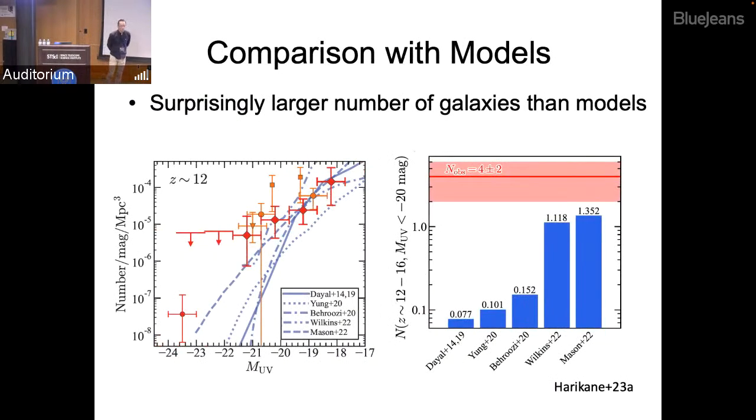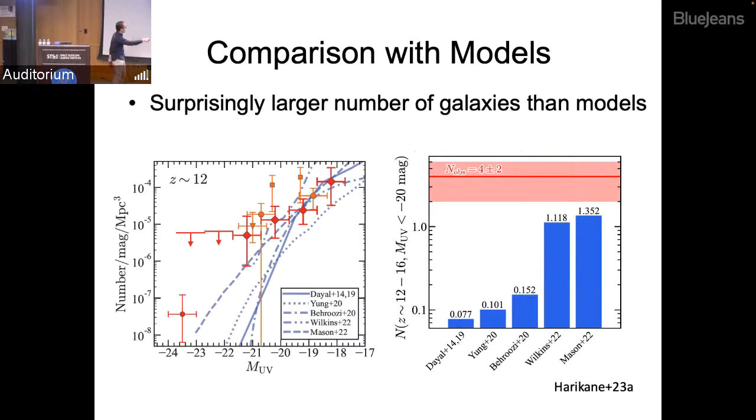Then we compare the JWST observations with model predictions. The left panel shows the UV luminosity function again. The red diamonds show observations, and the blue curves show different theoretical model predictions. As you can see, some of the models underpredict the number density of very bright, very high-redshift galaxies, especially in the bright regime.